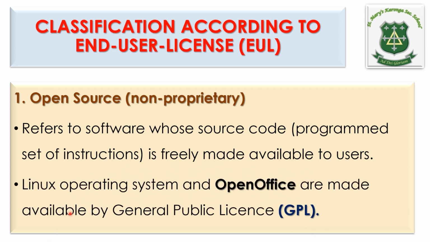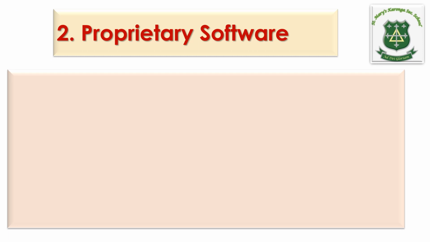For example, Linux operating system and Open Office are made available by general public license, which is called GPL. So Linux, you can change, you can adjust to suit whatever you want. So that is called the open source. And the second one is the proprietary software. Remember, we are looking at the class of software according to end user license. So we have started with the open source.